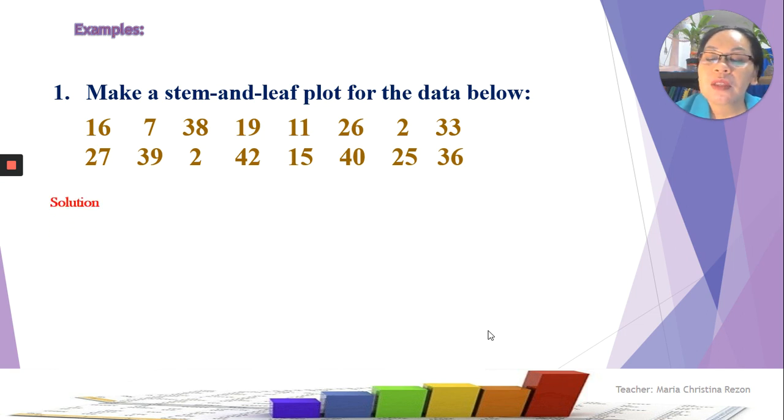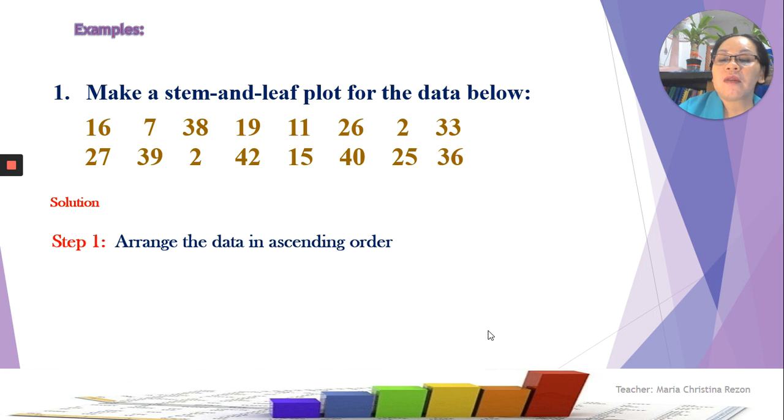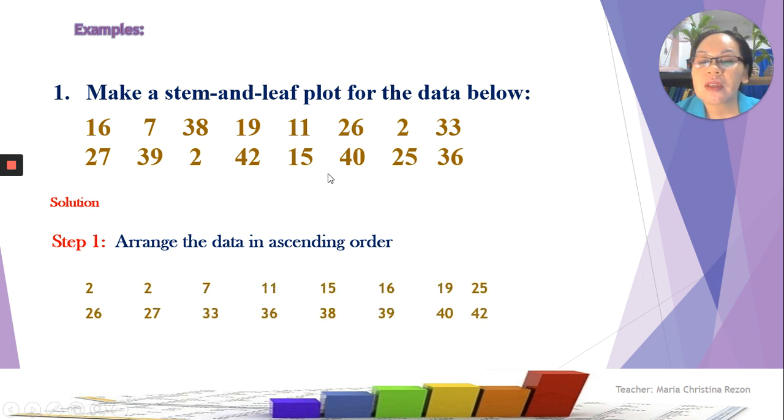So the first thing is arrange the data in ascending order. You know what is ascending order, right? So we arrange that from the lowest to the highest observation. So our lowest observation is 2. You have here two twos. So you'll have 2, 2, 7, 11, 15, 16, 19, and so on to the final or the last observation, which is the highest, and that's 42.